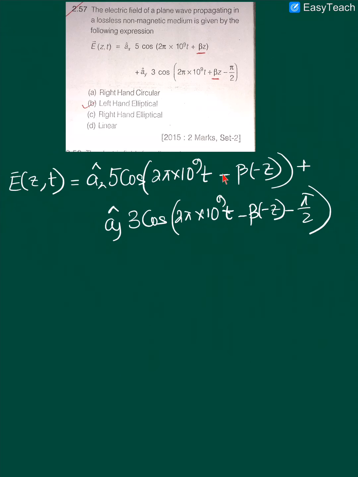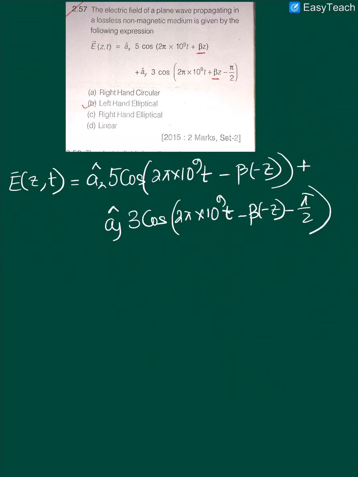So you have to write the minus of beta of minus z. Okay, so you can say that this particular electromagnetic wave corresponding to this electric field is going in the negative z direction. Okay, so it has basically two components, x component and y component. Now you have to identify the type of polarization, the state of polarization.